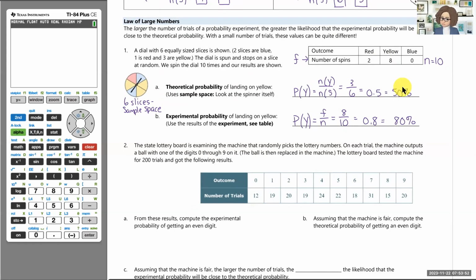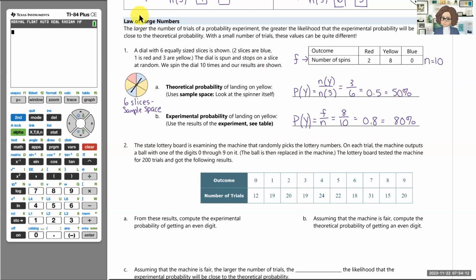All right, so in theory, we should have gotten yellow 50% of the time, so half the time. And that should make sense. 3 out of the 6, so half of the dial outcomes are yellow. But when we actually did our experiment, we got yellow a higher percentage of the time than 50%.